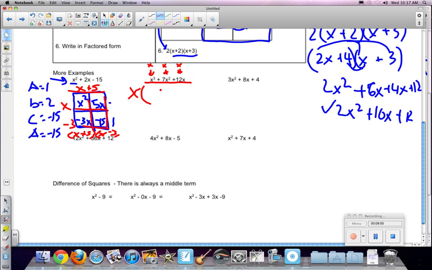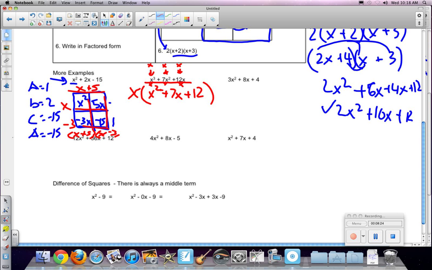When I factor that out, I'm going to divide each of these. So x cubed divided by x is x squared. Positive 7x squared divided by x is positive 7x. And 12x divided by x is plus 12. Now I'm going to factor inside here.